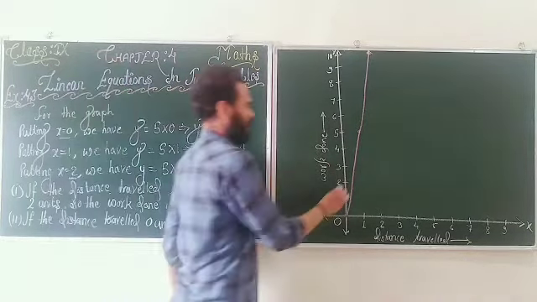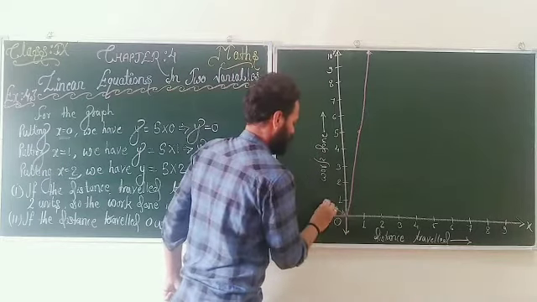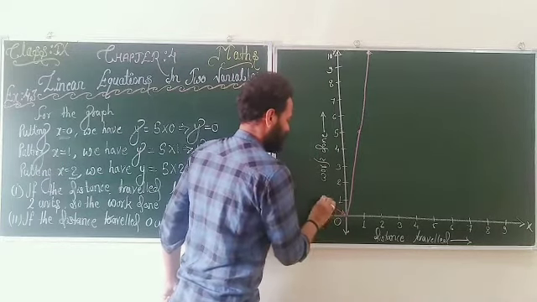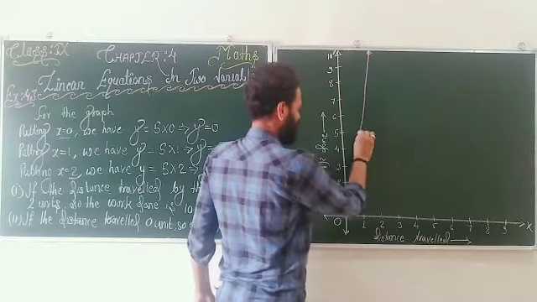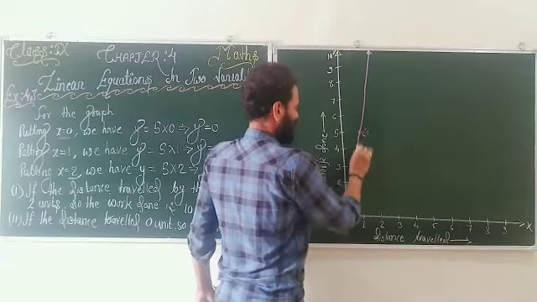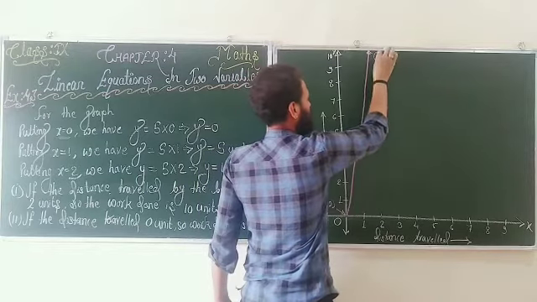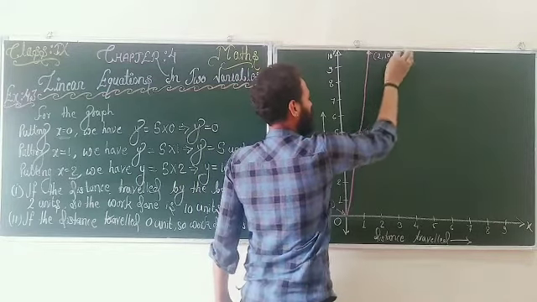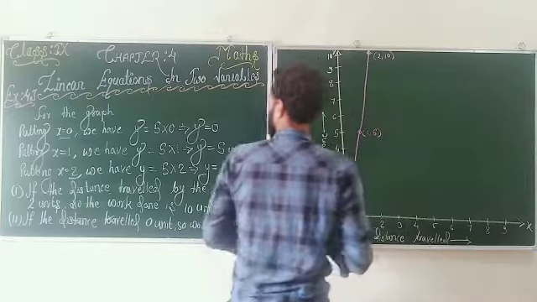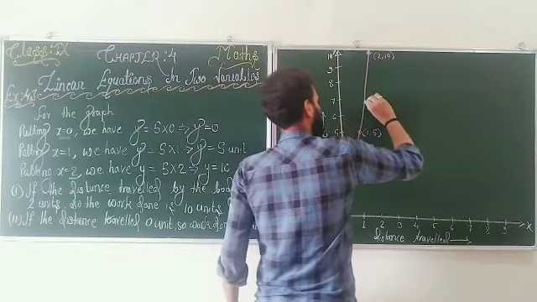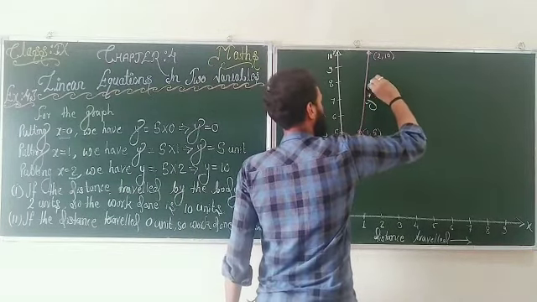So this is the graph of the given equation. Here both x and y are 0. Here x is 1 and y is 5. Here x is 2 and y is 10. And this is the graph of the equation y is equal to 5x.